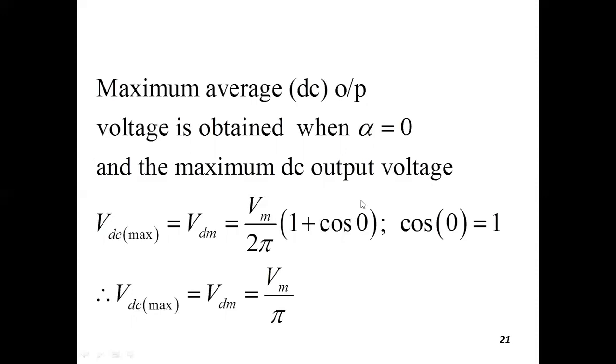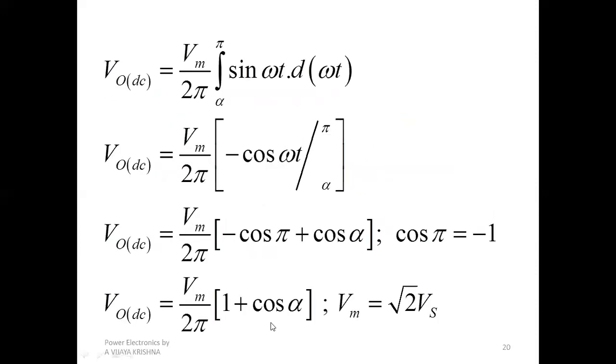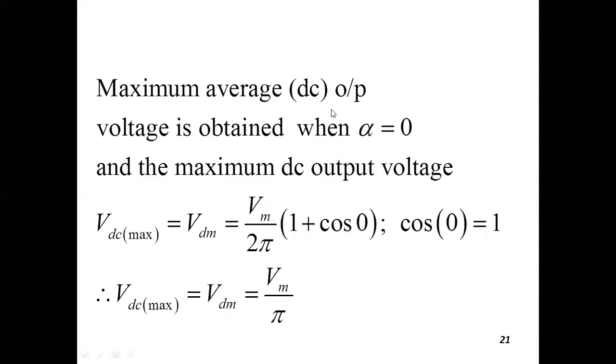This is the point here: when alpha is equal to 0, only then should we get the maximum, that is Vm by 2 pi. Maximum average DC output voltage is obtained when alpha is equal to 0, and the maximum DC output voltage is equal to Vm by 2 pi of 1 plus cos 0.